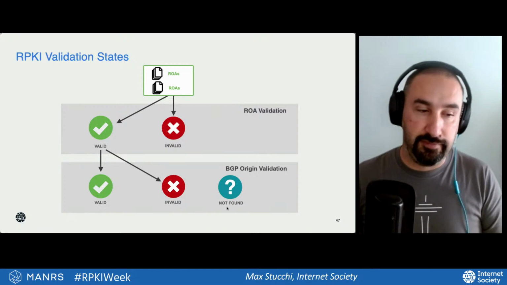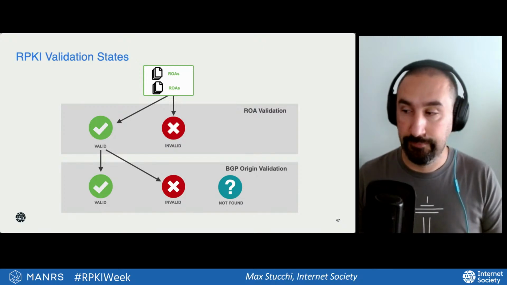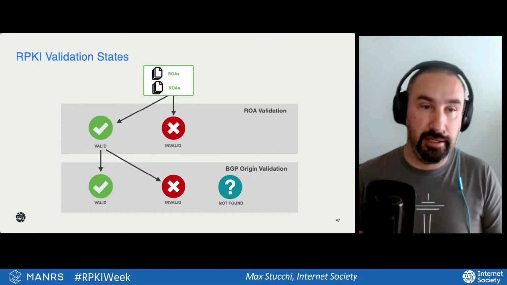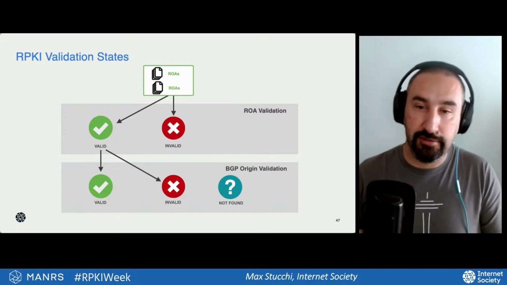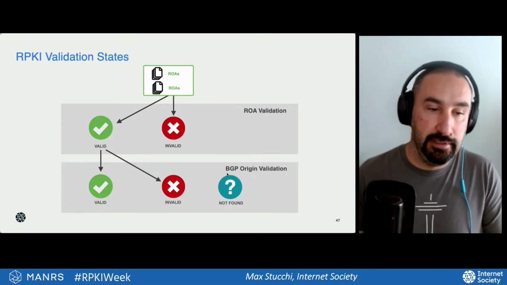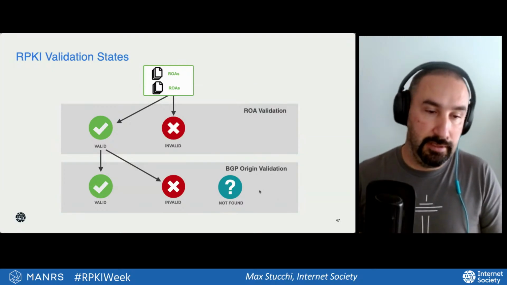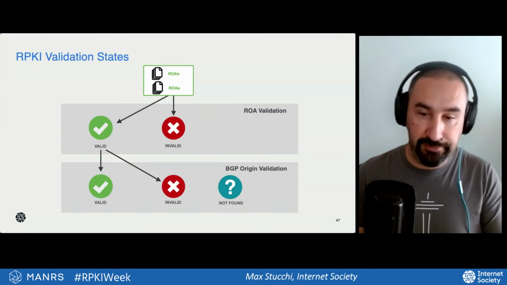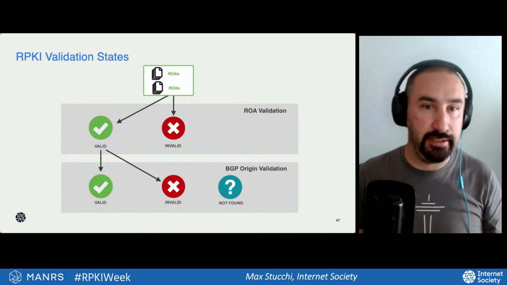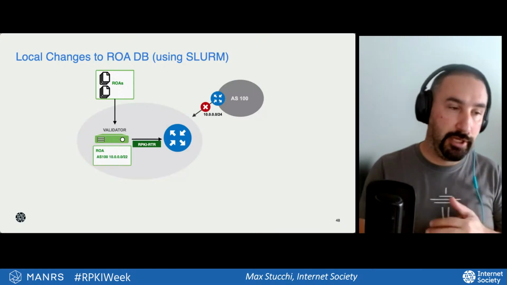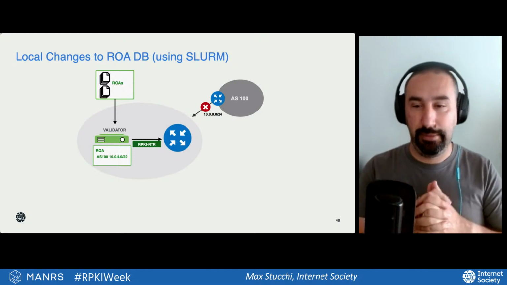The case where we have not found is when we don't have a ROA to verify the BGP announcement. Because in this case, our router cannot make any decision, cannot tell if something is valid or invalid, because they don't have any data point to use. So the origin validation process will give us a not found status. And we'll see these when we do the demo later on. But before we can get to the demo, we have local changes to the ROA database.